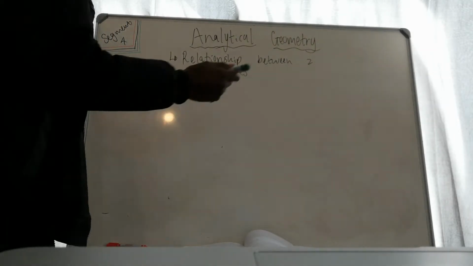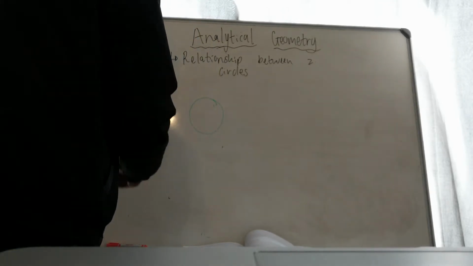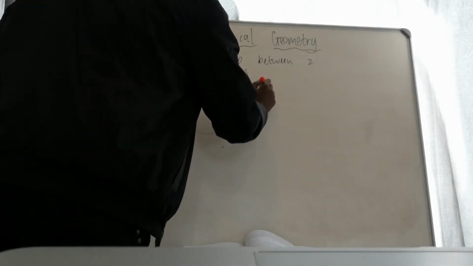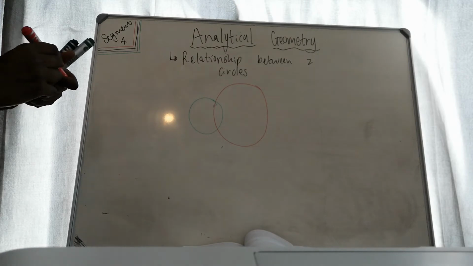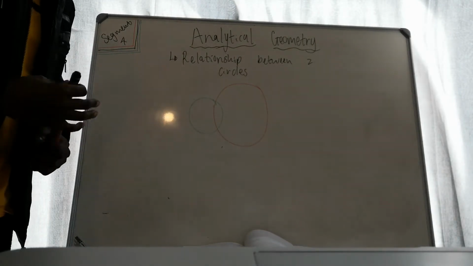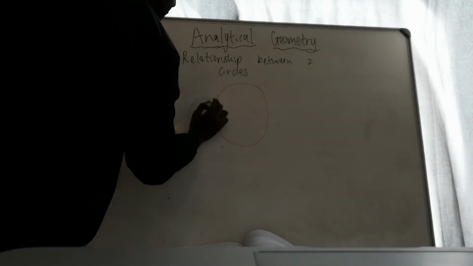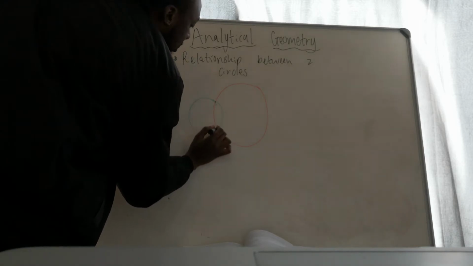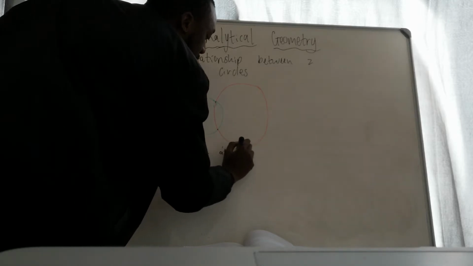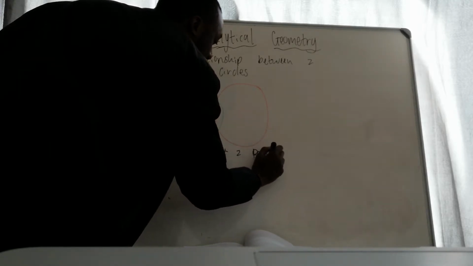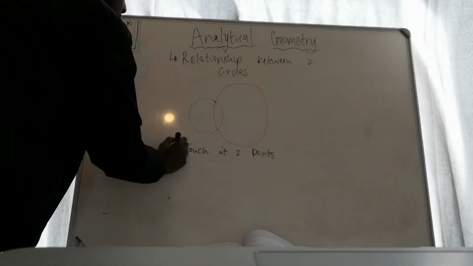So we could be given two circles, the green and the red. And if you notice, the red is much bigger than the green. If I speak about the relationship between these two circles, I could start by mentioning the fact that they touch at 2 points. So I could say they touch at 2 points. And what else can I say about these two circles?